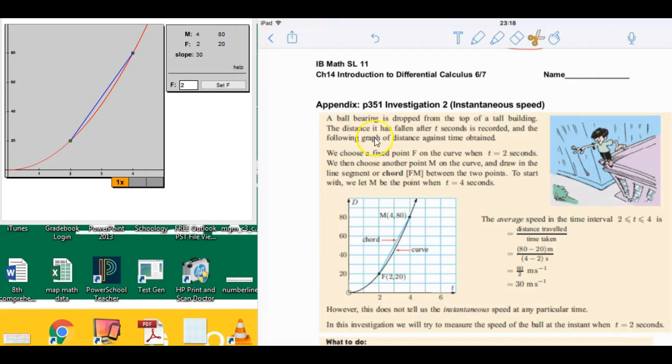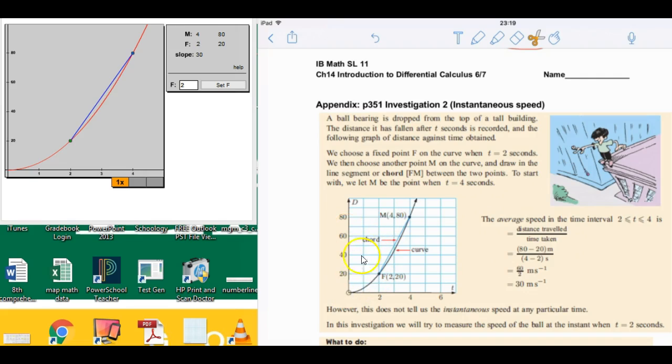Basically, in this investigation 2 on page 351, what we have is a graph showing something falling off of a building, the position as it's going down. So you can see that it takes a few seconds to fall down. The seconds are measured on the x-axis here, 0 to 4 seconds. And as it's falling, it falls 0, 20 meters, 40 meters, 60 meters.